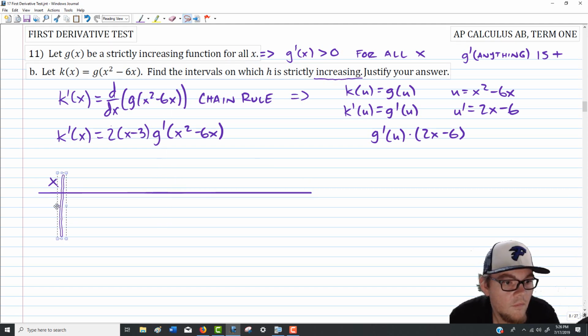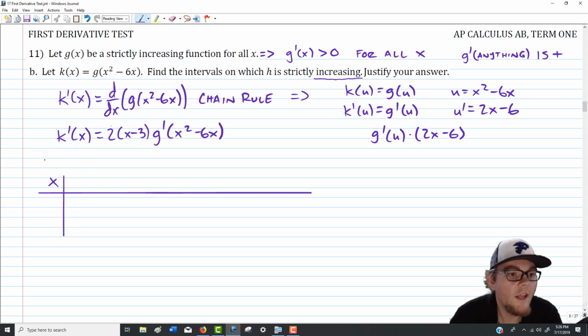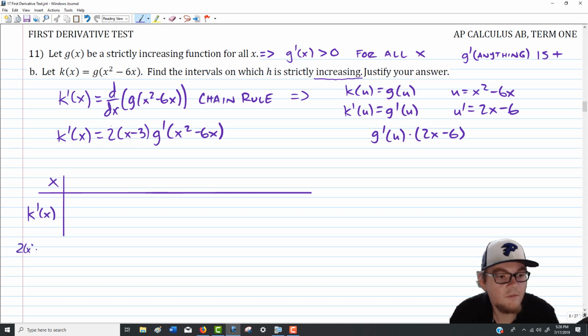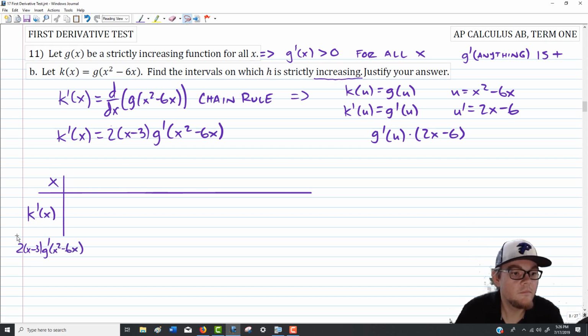Okay. Oh, good. It worked that time. Okay, in our piece, we want to talk about k prime of x. And of course, k prime of x, we just said, is 2x minus 3 g prime of x squared minus 6x. Yeah? Okay.